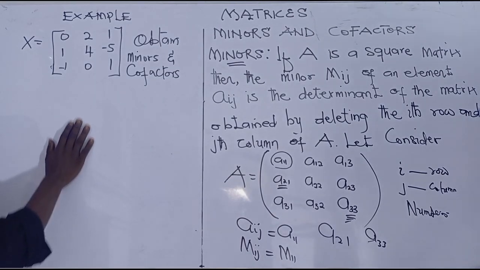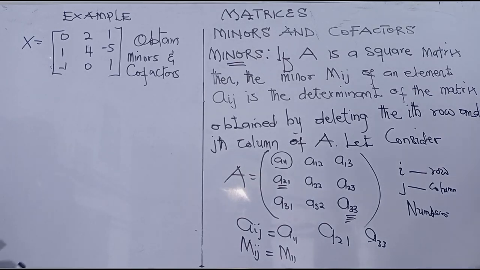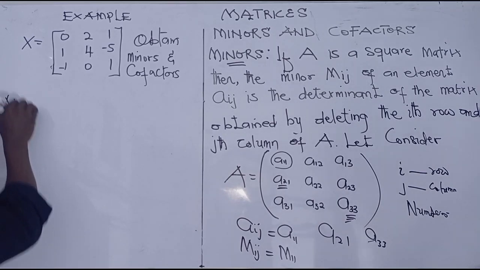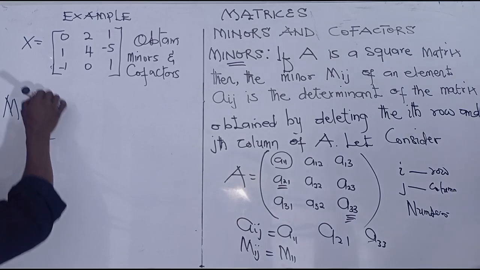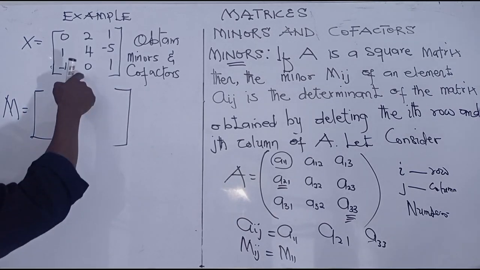So we have our first example. We want to obtain the minors and cofactors of this matrix X. So first of all, we have to find our minors. So we have our minors. Let's use this for the minors. Now let me write this thing here.